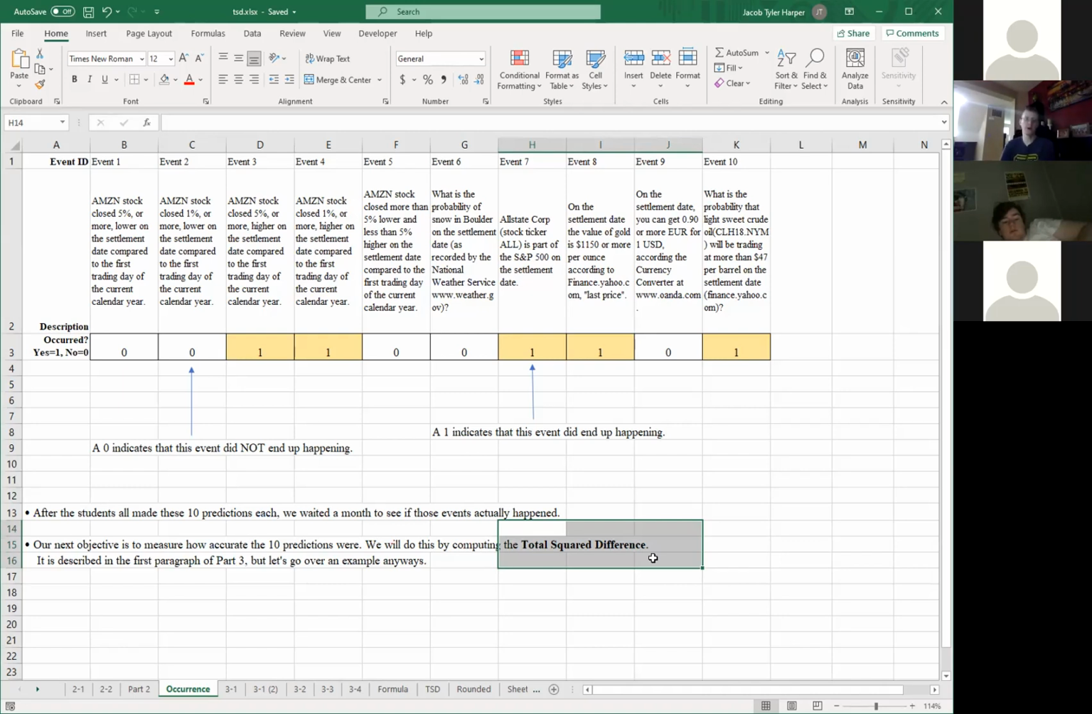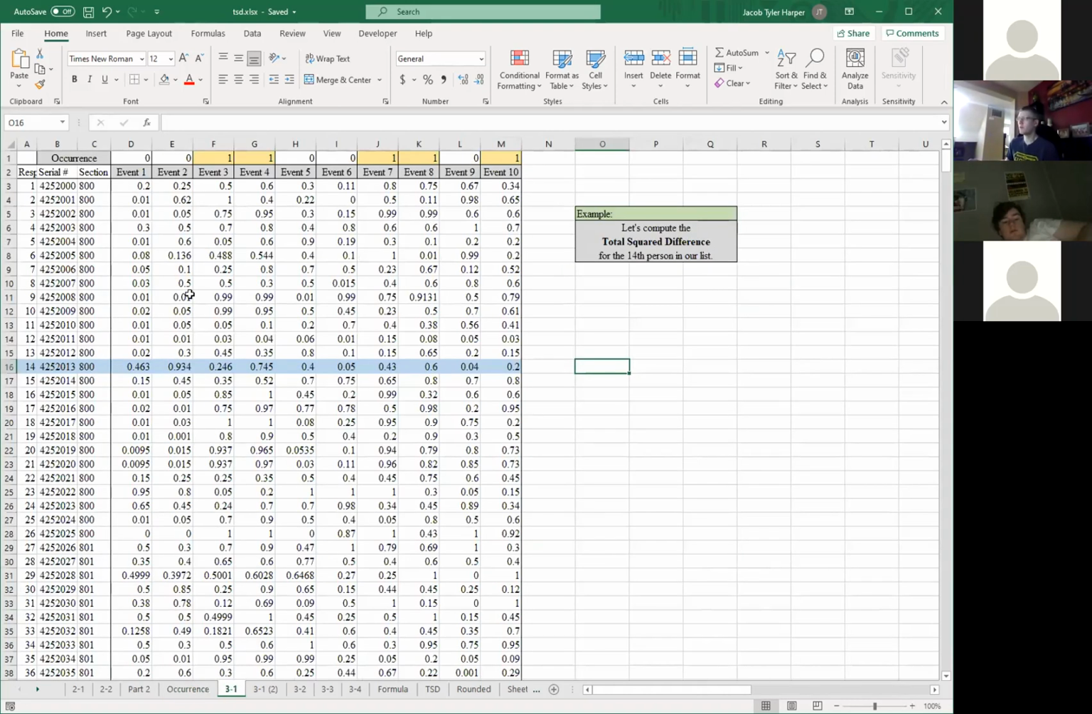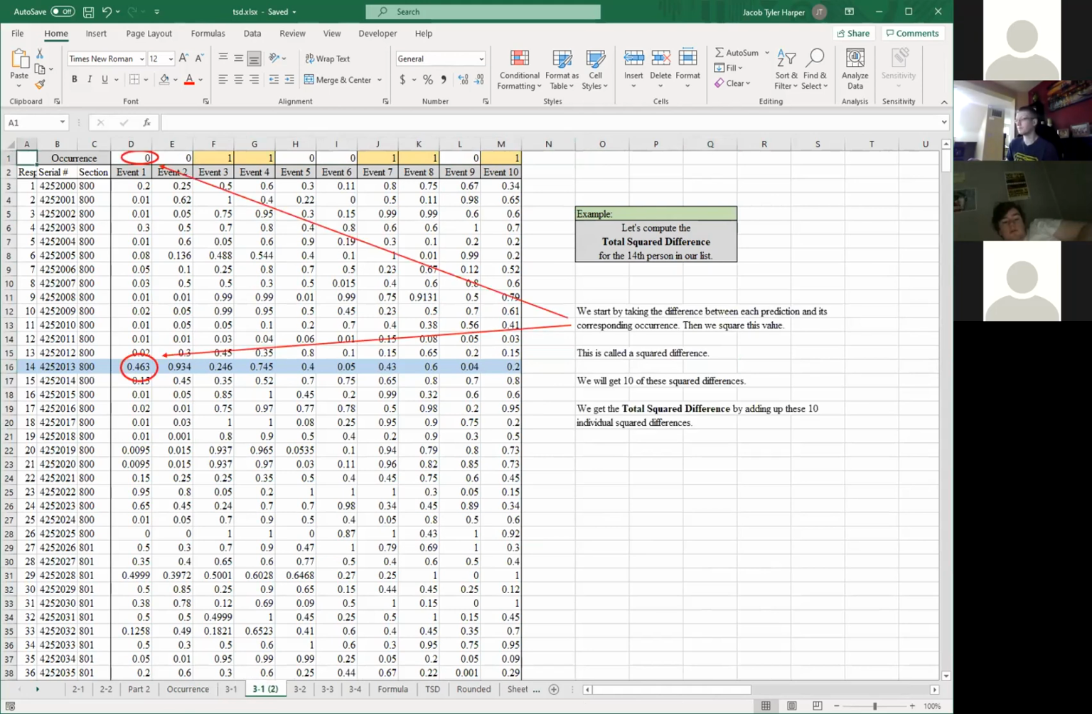There's this big long paragraph at the top of part 3 that describes this, but I want to go over an example anyway. So let's say I go back to the raw data and I single out this 14th person, and I'm looking at the 14th person's 10 guesses. What is the total squared difference? Well, I'm going to compare these 10 guesses to these 10 occurrences from the occurrence tab. I just pasted them over here so I could have them both on the same screen at once.